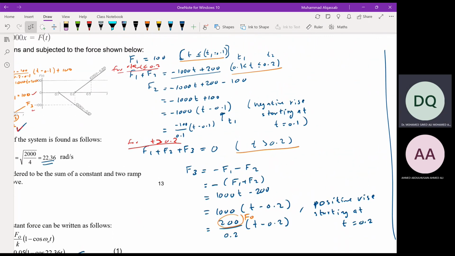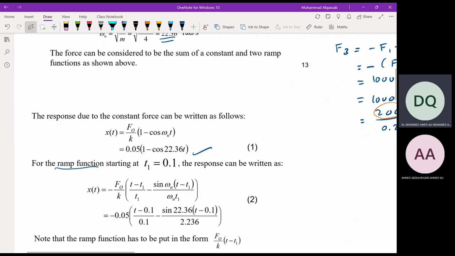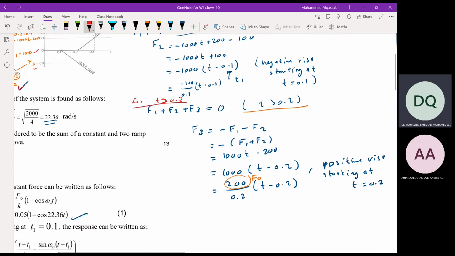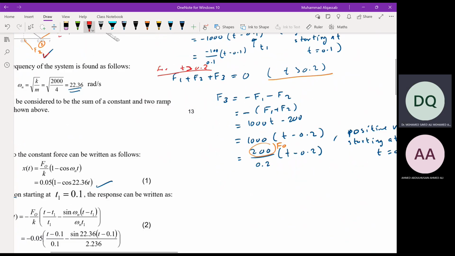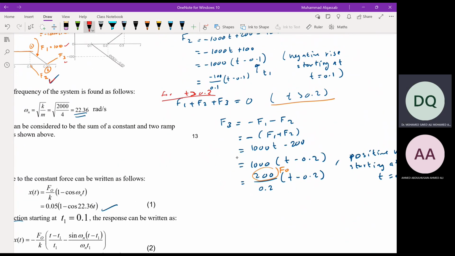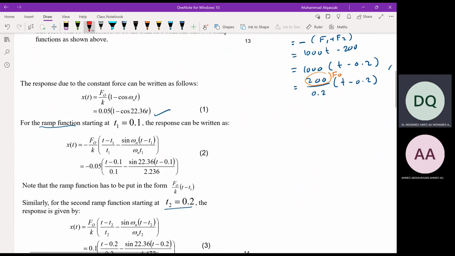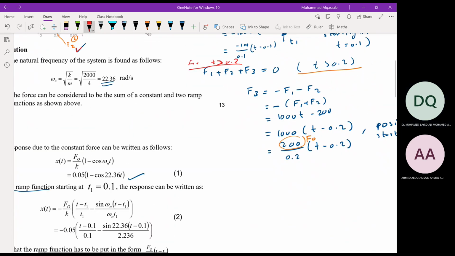If you look at F1, F1 is a constant, and directly we take the solution of the constant, which is x equal to F naught over k, 1 minus cosine omega n t. And F2 is a ramp with negative slope. So we use the solution of the ramp starting at 0.1. It is minus F naught over k, t minus t1 over t1 minus sine omega n (t minus t1) over omega n t1. We have minus 100.